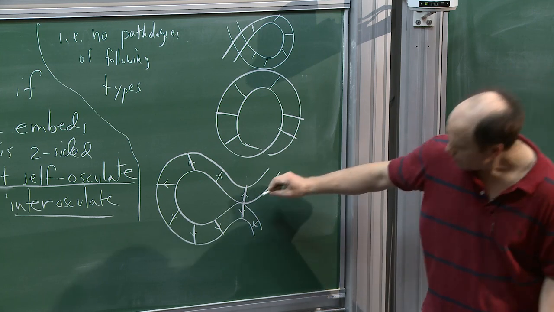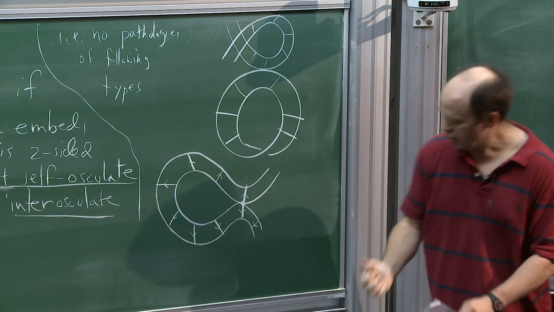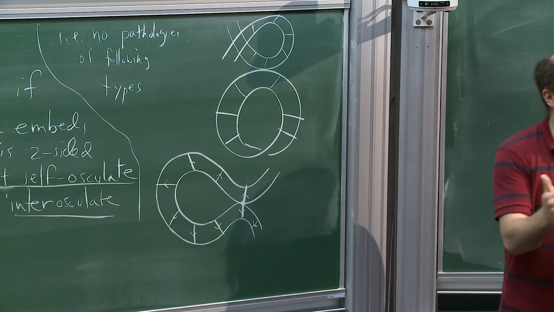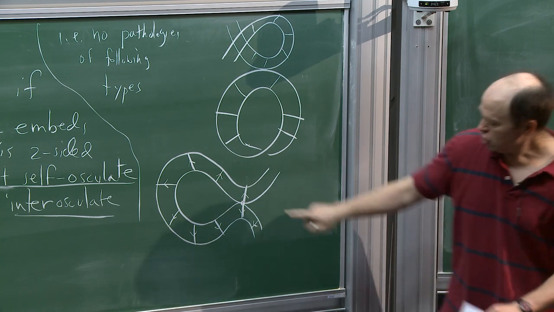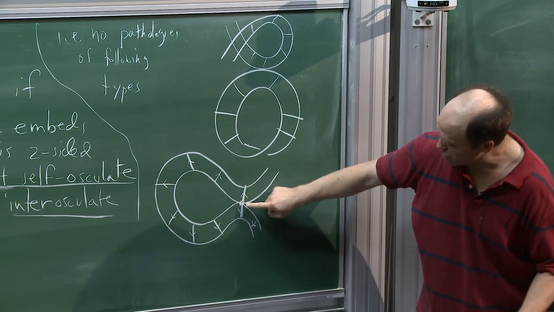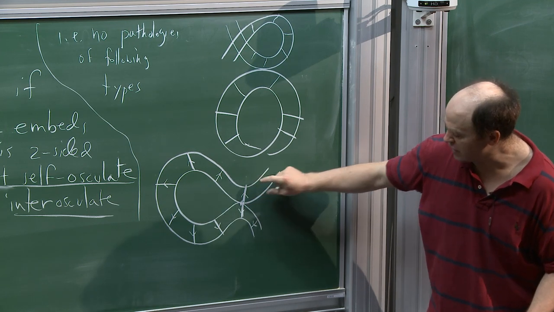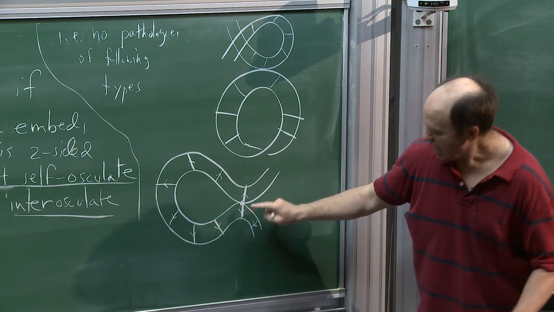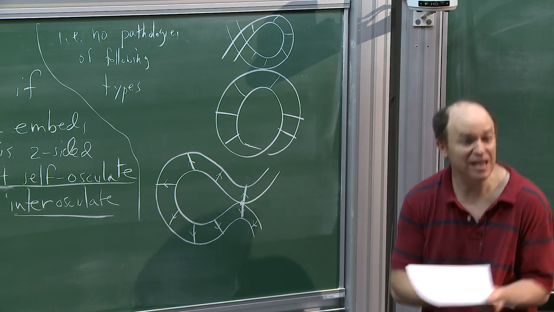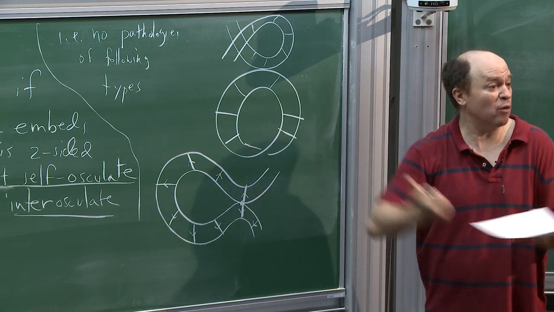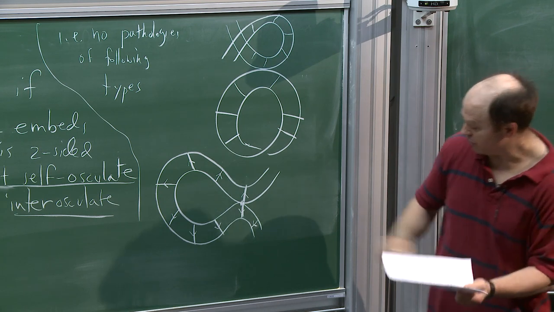Okay, and self-osculation means two edges at a zero cube, which are dual to the same hyperplane, and are directed in the same way. They're both directed outwards, let's say. Okay, this is not allowed.